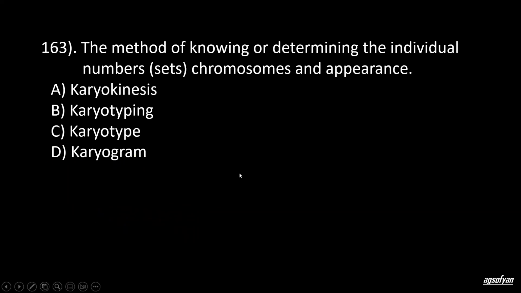The method of knowing or determining the individual numbers or sets of chromosomes and appearance: karyokinesis, karyotyping, karyotype, or karyogram? So this is the method. It means the process, may be one of these, and this one is not. So to know your karyotype, you have to perform karyotyping. Just like if you want to know your blood type, you do the blood typing. So this should be the answer.